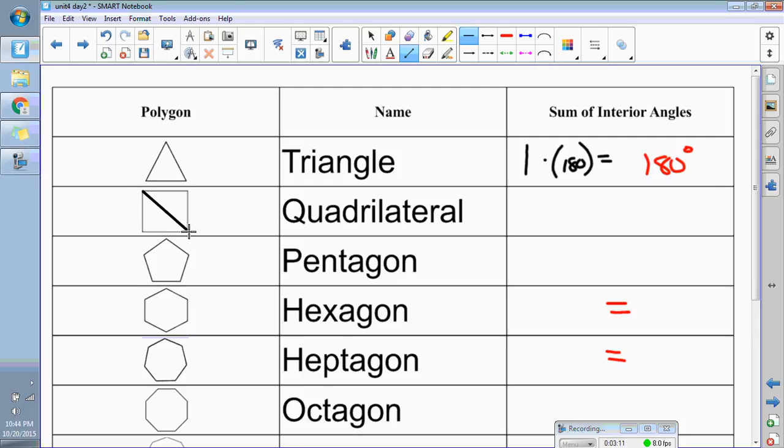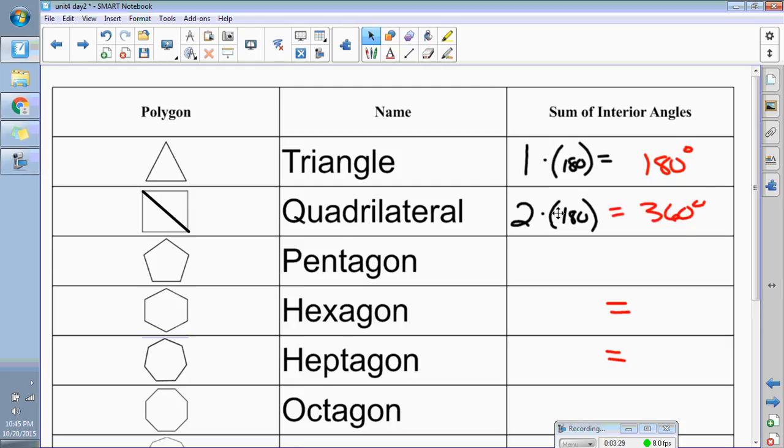So I'm just going to take this one figure here, and I'm going to take these angles. We have 2 triangles now. So if we take 2 triangles times the 180 degrees, that's the interior angle of one triangle, we get 360 degrees. So the interior angle of every quadrilateral is 360 degrees.